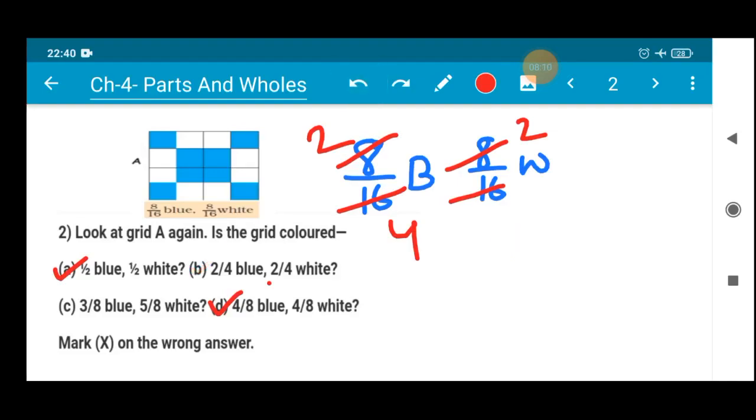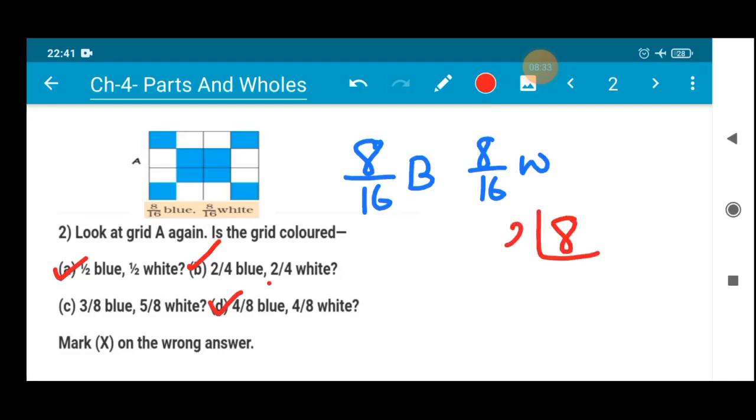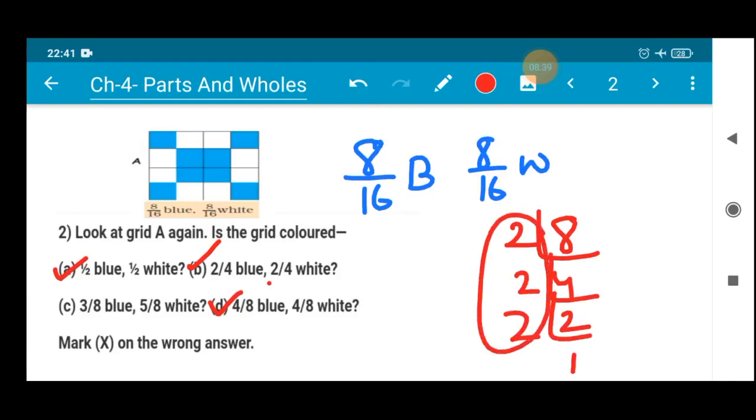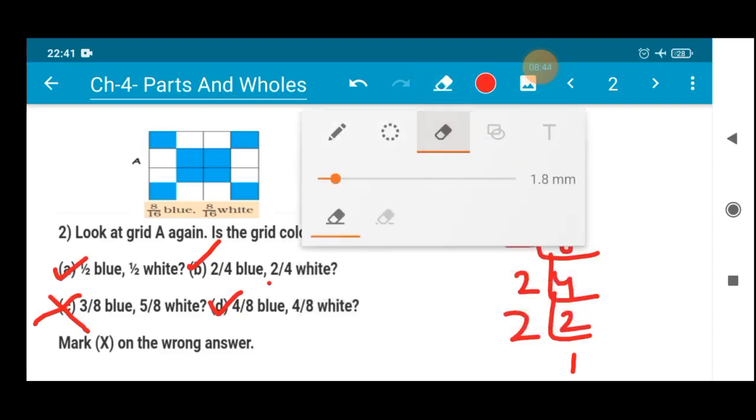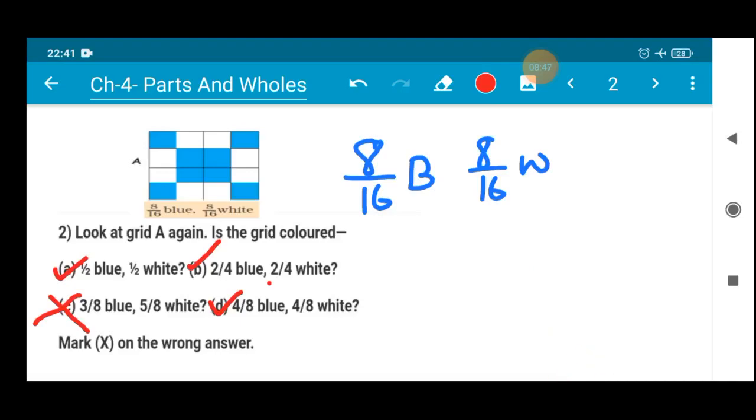Now the question comes, is 3 by 8 blue and 5 by 8 white possible? Is it possible? No, it's not possible, because 8 cannot be divided by any number in which 3 is a multiple. In the factors of 8, if you see 2 4s are 8, 2 2s are 4, 2 1s are 2, you will not see 3 anywhere. So of course our option C is absolutely incorrect. So 3 by 8 blue and 5 by 8 white is absolutely wrong.